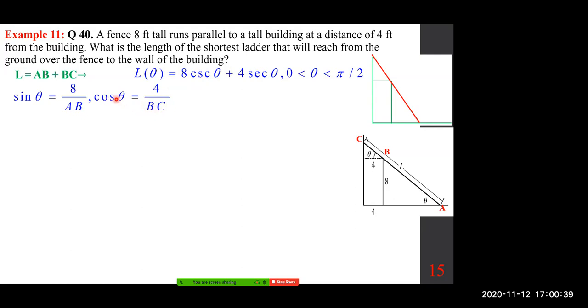BC is 4 over cosine theta, which is the same as 4 secant theta. What about theta? Take a look at the theta. Can it be 0? No. If it is 0, it's on the ground. Can it be 90 degrees or pi over 2? No. Otherwise, it will be parallel to the building.